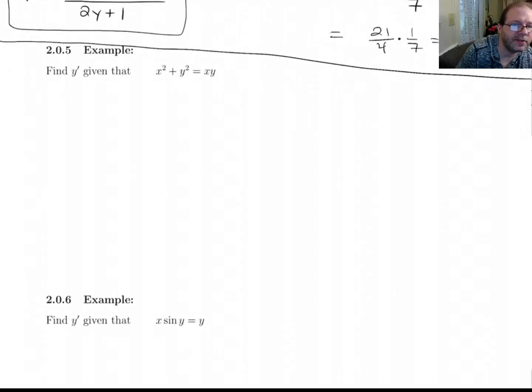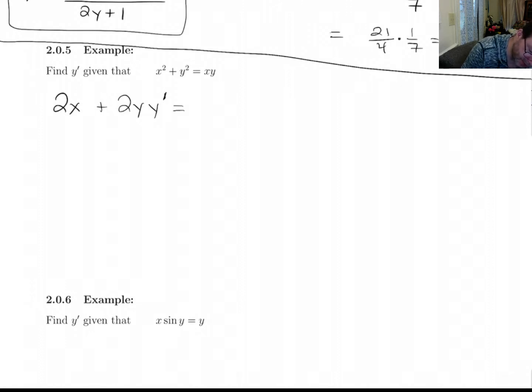Find y prime given this. All right, derivative of x squared is going to be 2x. Derivative of y squared is 2y, but we've got to multiply by the derivative of y, which is y prime. All right, equals xy. So you get first times derivative of the second plus second times derivative of the first.